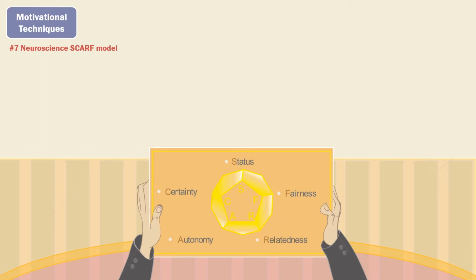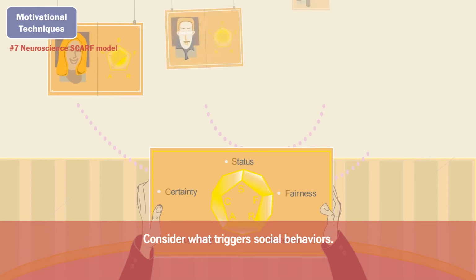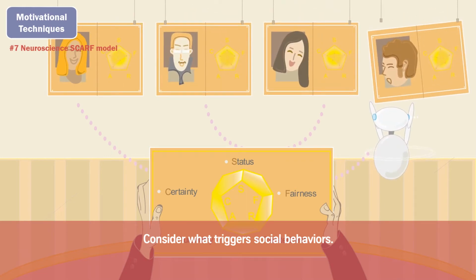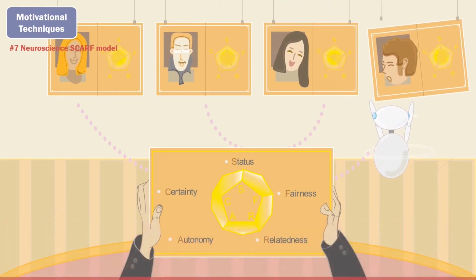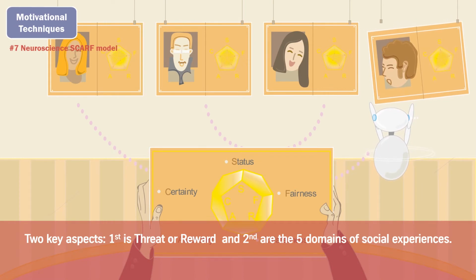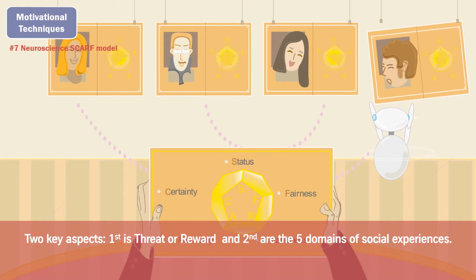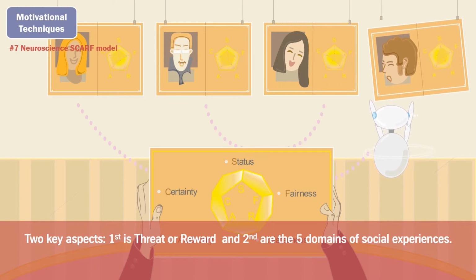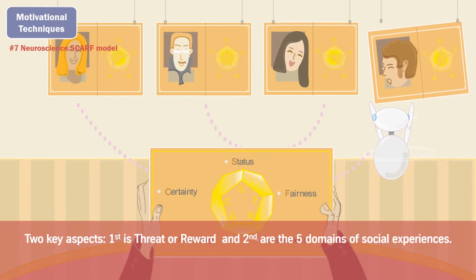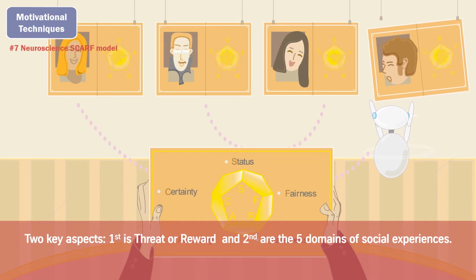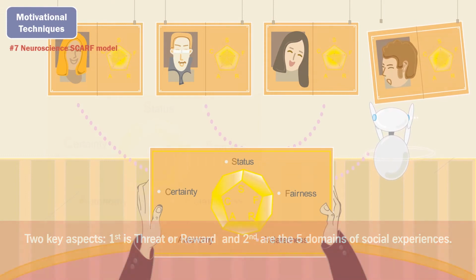To assist us in this task, we turn to neuroscience and the latest study published in 2008 on the use of motivation through determining what triggers social behaviour in people. There are two aspects. The first being the principle of threat and reward. The second being 5 domains of social experience, which, depending on how each is triggered, can activate a negative threat response or a positive reward response with our brain neuron circuitry.